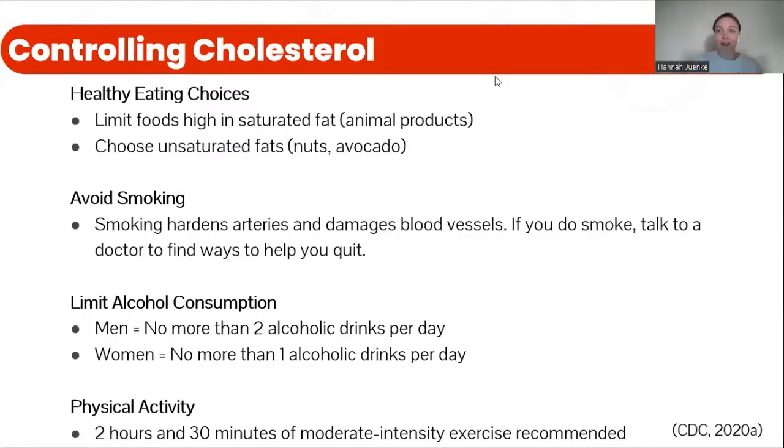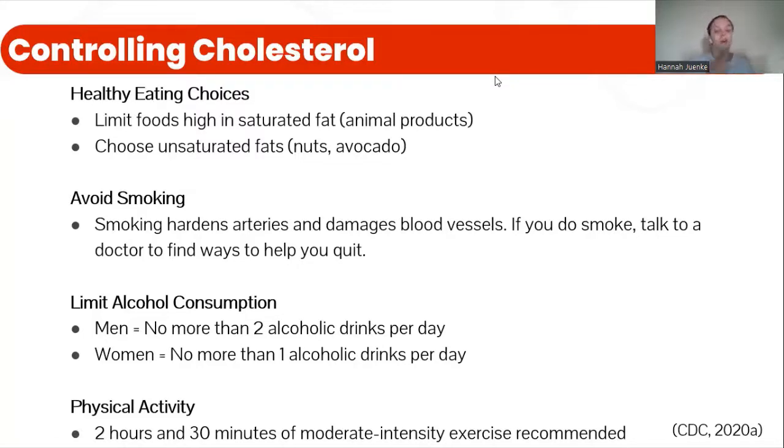For controlling our cholesterol and some habits we can do in our lifestyle to help treat it, funny enough, they're the exact same things that we would do for checking our blood sugar and staying on top of that, but also our blood pressure. So very similar things. The only thing I want to really note is healthy eating choices. So again, just limiting our foods that are high in saturated fat, like our animal products, and choosing more unsaturated fats, like our nuts and our avocados. That's some good stuff. Just alternatives to change it up a little bit.